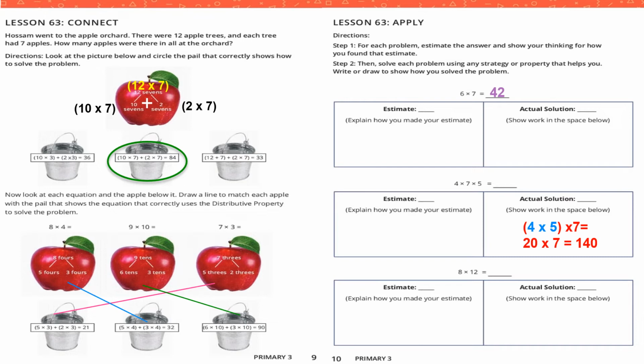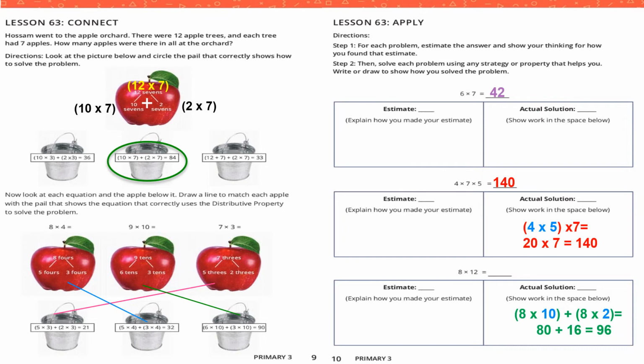Yes. The last one, 8 times 12. Which property can I use? I can use distributive property. I can split this 12 into 10 and 2. So 8 times 12 equals 8 times 10 plus 8 times 2. Here I split 12 into 10 plus 2. 8 times 10, 80. 8 times 2, 16. So all of them equal.